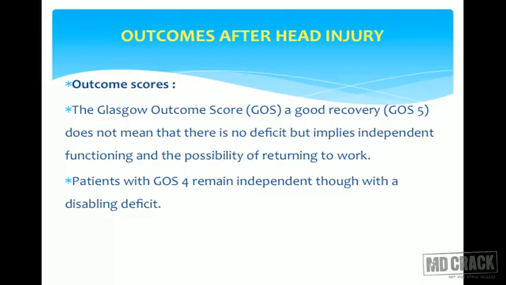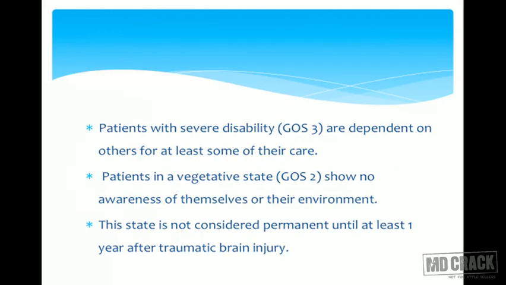Patients with Glasgow outcome score of 4 remain independent though with a disabling deficit. Patients with severe disability are called Glasgow outcome score of 3 and they are dependent on others for at least some of their care. So most of the head injury patients fall in Glasgow outcome score of 3.